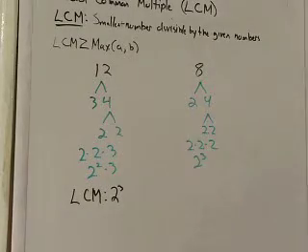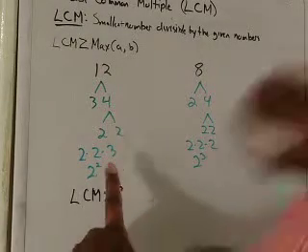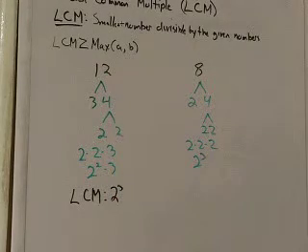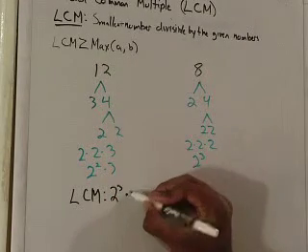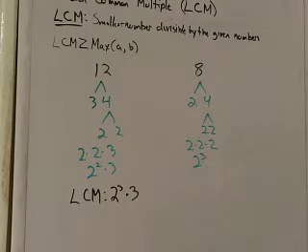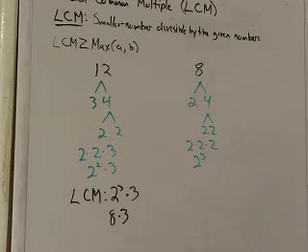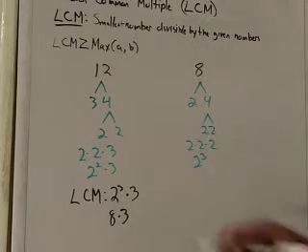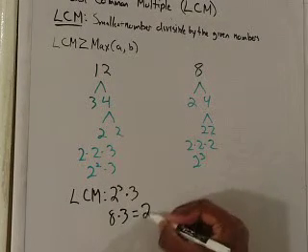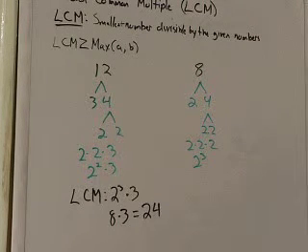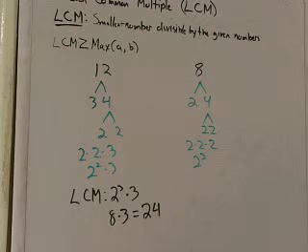Over here I have 1 3. Over here I have 0 3s. So which is greater? 1. So in my LCM, I'm going to have 1 3. So what is 2 cubed? 8. And 3. So what is 8 times 3? 24. So the LCM between 8 and 12 is 24.